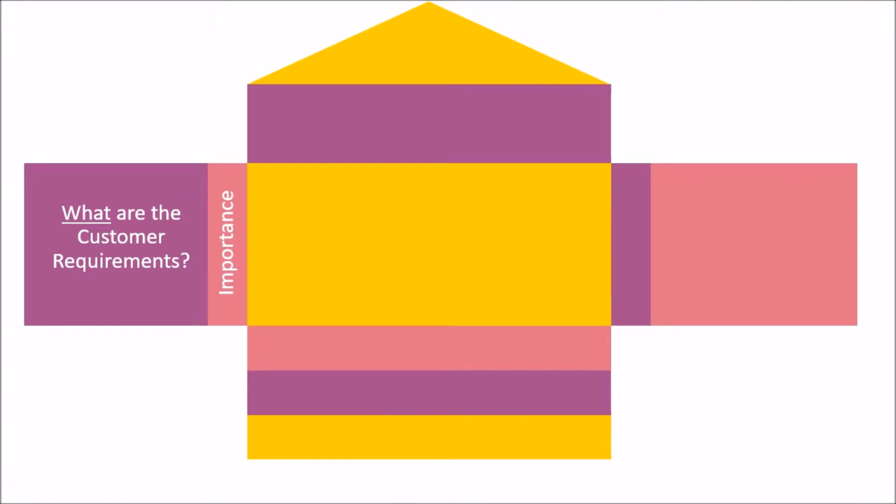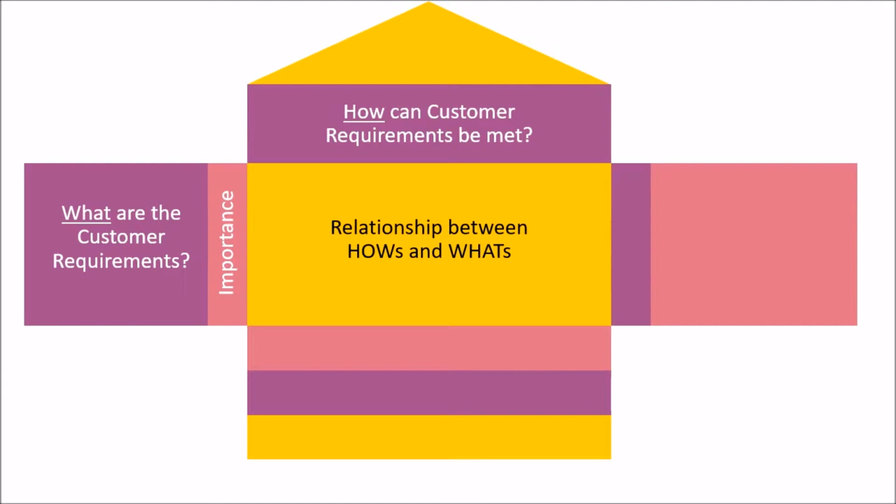On the top, we will have the hows, that is how our business will meet these customer requirements. Now there are going to be a number of hows and a number of whats. In the middle, in this yellow box, we are going to have the relationship between our hows and our whats. Now on the top, in this triangle, we are going to have the correlations where we will know how one how relates to another how. So we are going to look at the correlation between the hows.